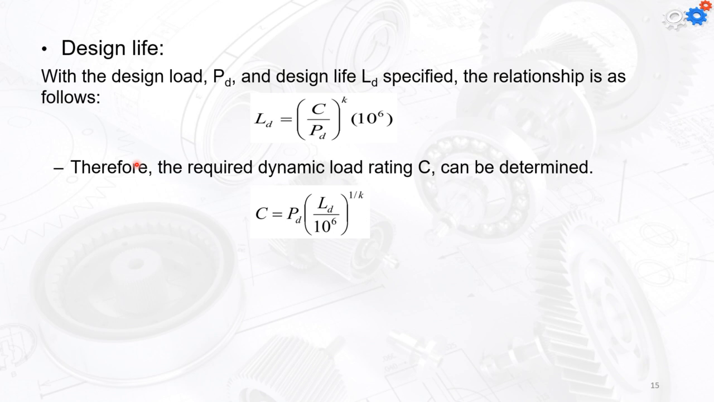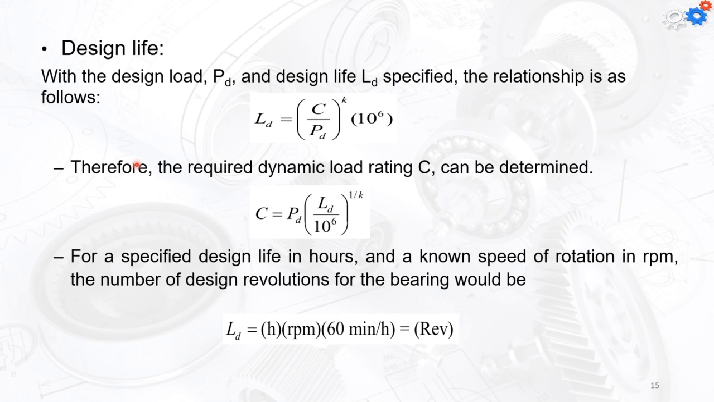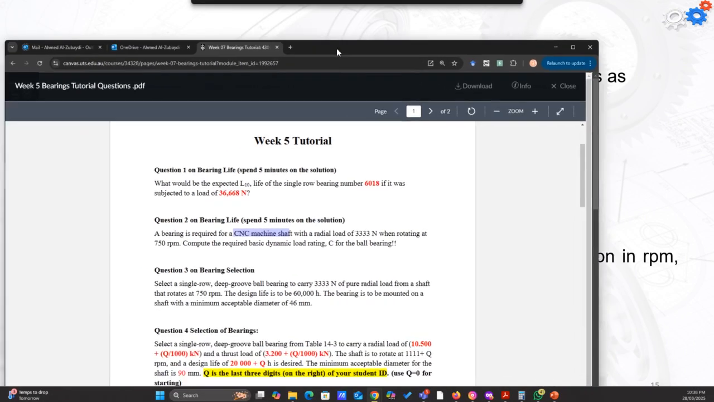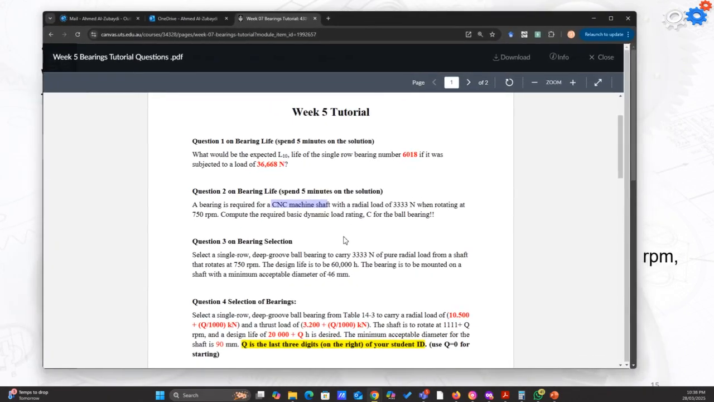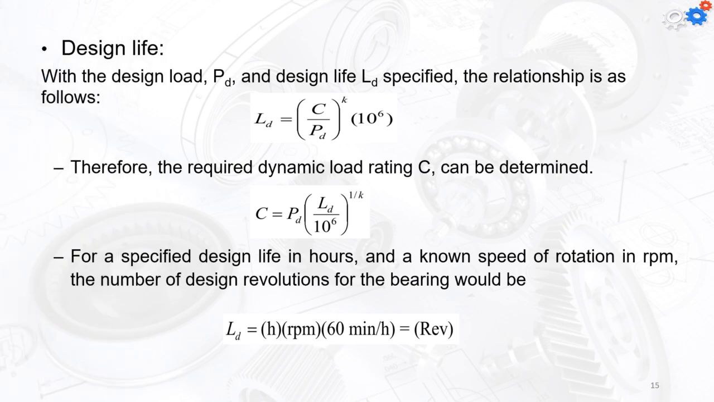So what we're going to do next is calculate the LD value, which is going to be equal to the H, which is the number of hours that we expect this bearing to be in service, multiplied by the RPM, multiplied by the 60 minutes per hour, and this will give me the life value. So now once again, take the parameters from here and continue with the solution. We're talking about the load of 3,333 and 750 RPM, and it's for the CNC machine.